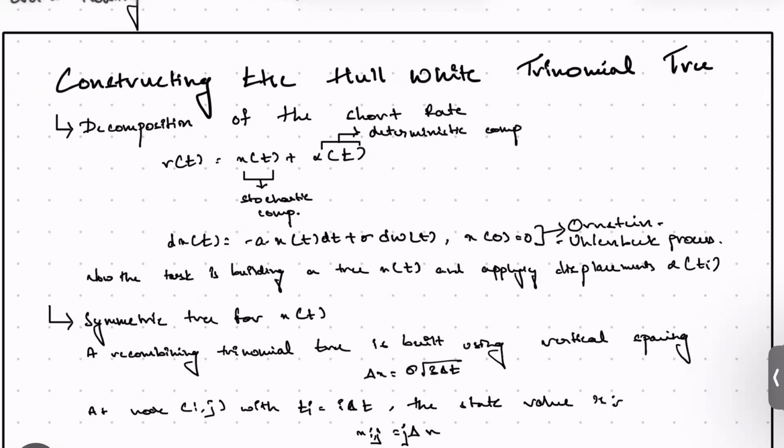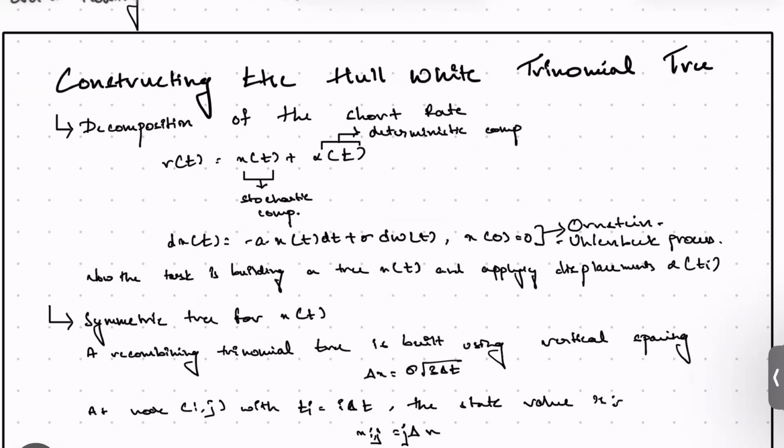The direct construction of the tree for the Hull-White process is complicated by the time-dependent drift term, theta of t. The elegant solution proposed by Hull and White involves a two-stage process. First, a simple time-homogeneous tree is built for a base process. Second, the nodes of this base tree are shifted or displaced at each time step to match the initial term structure, effectively incorporating the time-dependent drift.